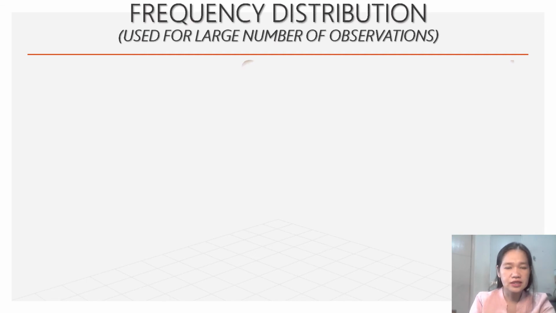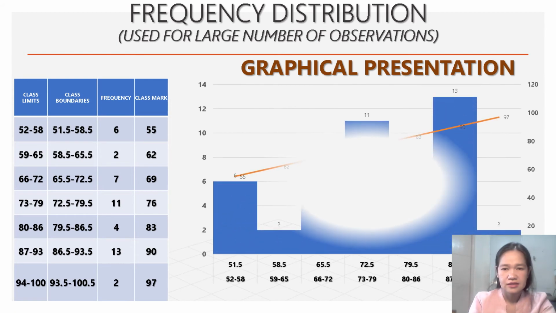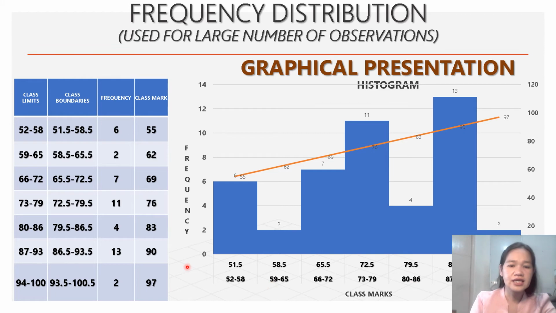The next one is what we call the histogram. Again, we use the same data. A histogram is a graph where, as you can see, rectangular bars are used to present the frequency distribution. The horizontal axis contains the class boundaries, while the vertical axis contains the frequencies.